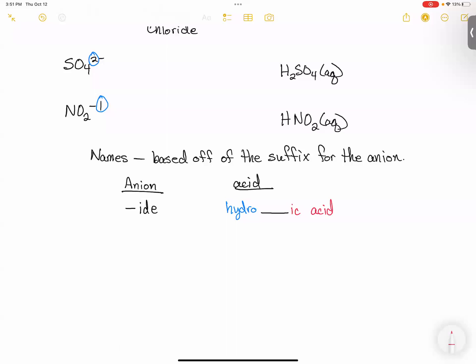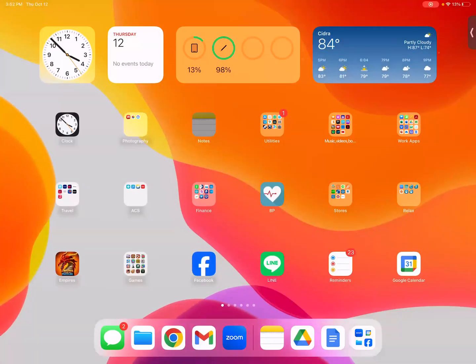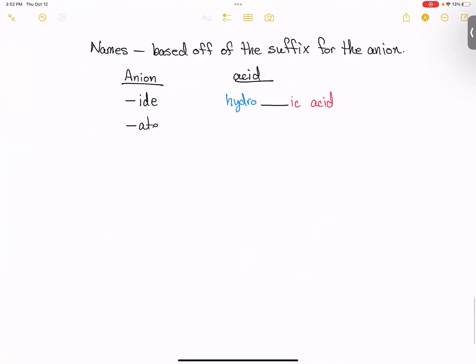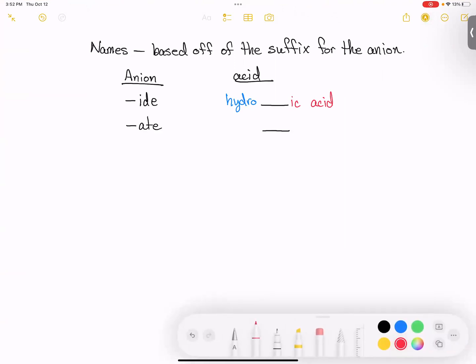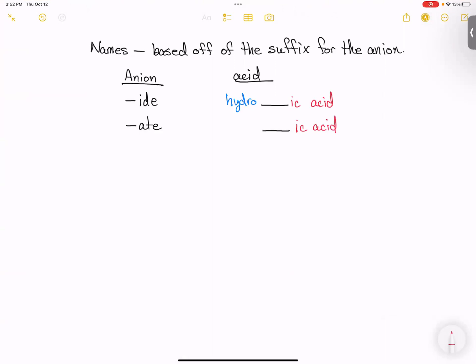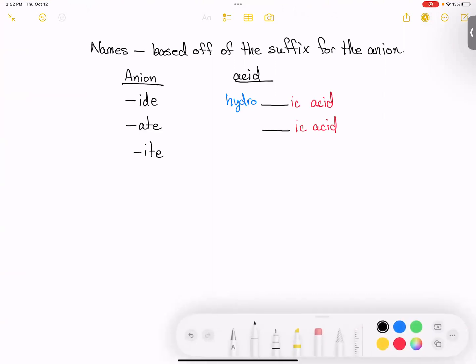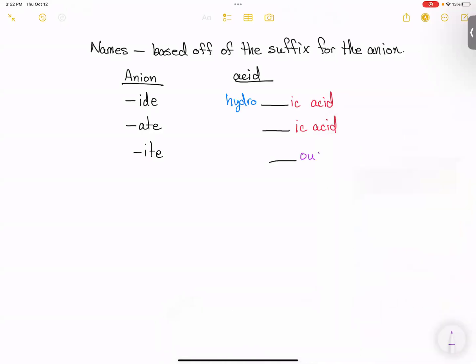And I used to teach binary acids and oxy acids separately, but I realized they can be treated the exact same. So if your anion ends in ATE, then it's gonna be the root followed by ic acid. And if the anion ends in ITE, it's gonna be the root followed by us acid.